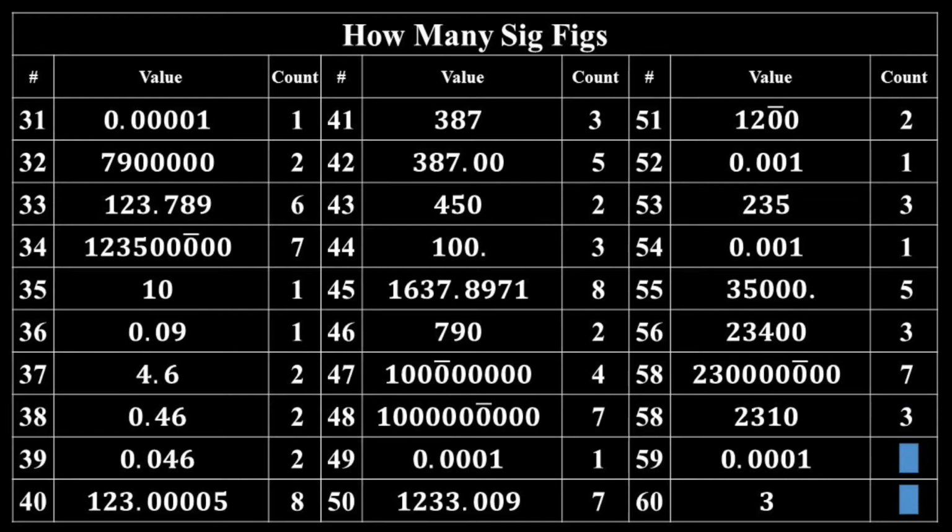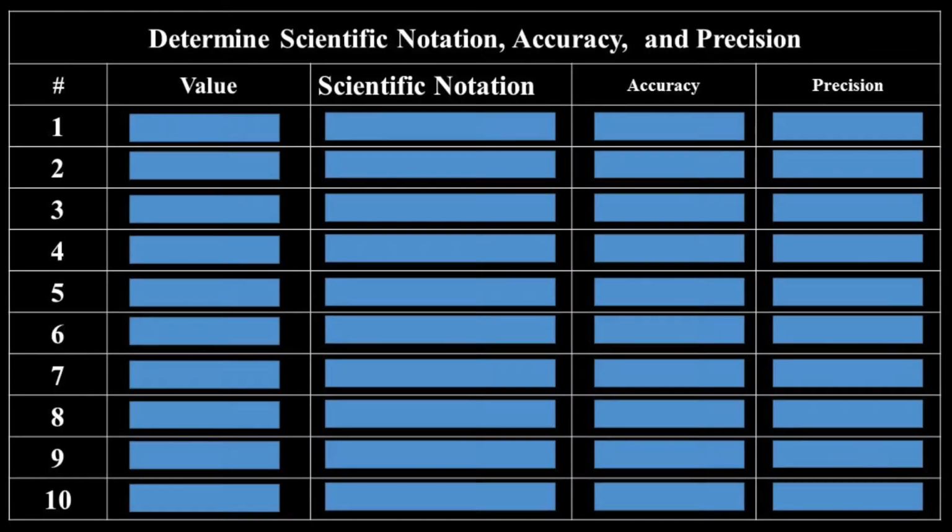All right, so that was 60 problems, 60 measurements, and you figured out the number of significant figures. Now what we're going to do is convert these to scientific notation. Then we're going to determine the accuracy. Then we're going to determine the precision. So I'm going to uncover the first 10.